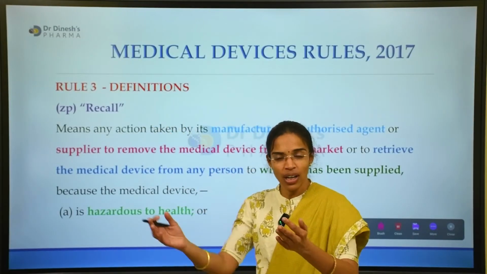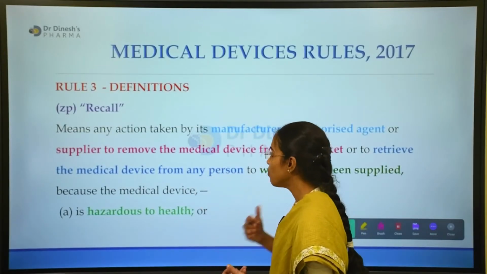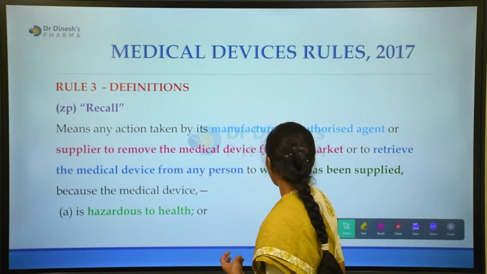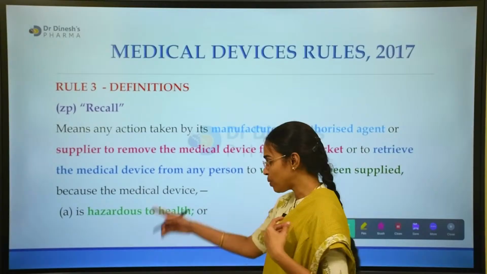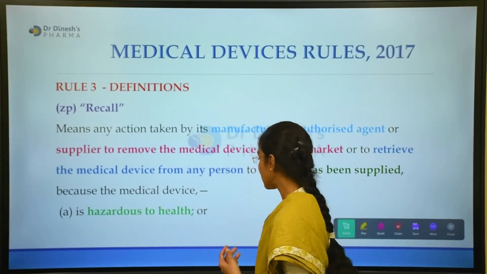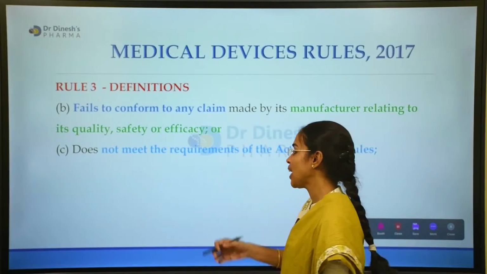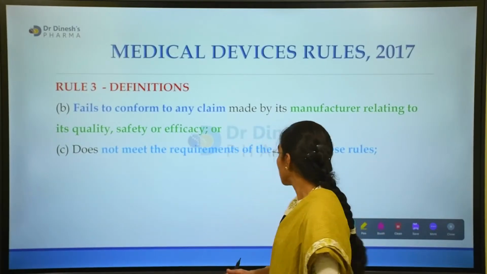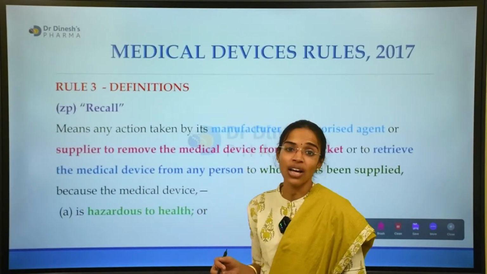What is a product recall? It has to be recalled from the market once it is marketed and removed from the market, or taken back from any person if it is considered hazardous to health, or it fails to conform to any claim, or it does not meet the requirements of the act. In those conditions usually a recall happens.